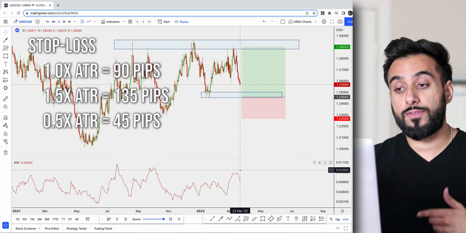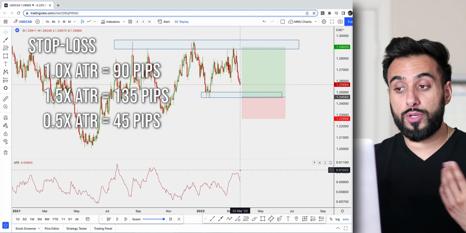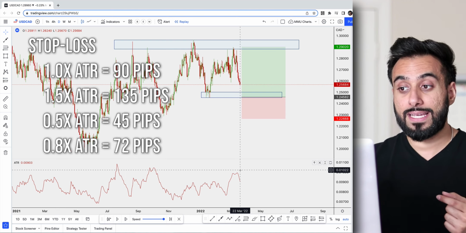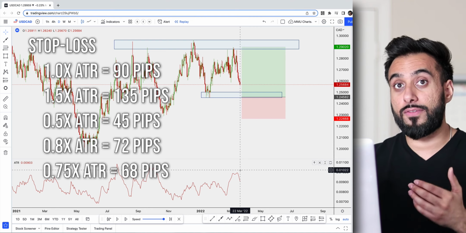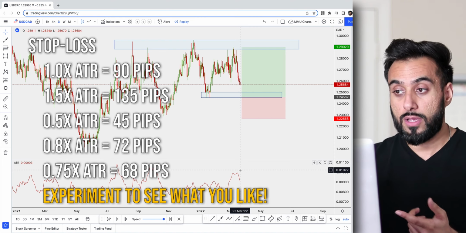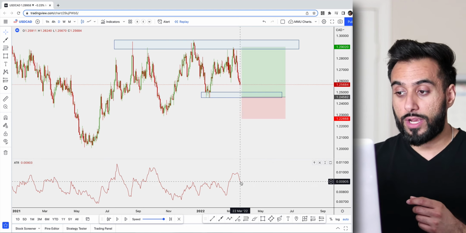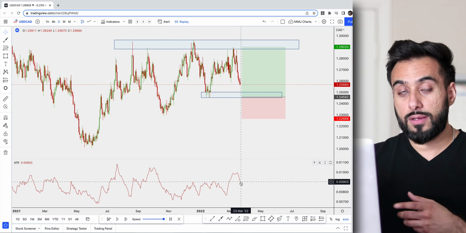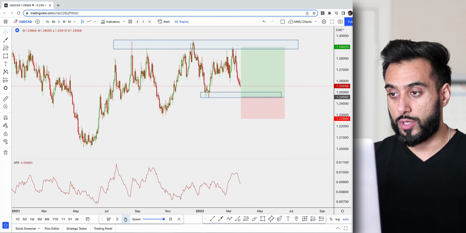Or you can refine this even further and do something that fits your trading style the best. So for example, you can even do 0.8x of the ATR or 0.75 of the ATR. And as the market gets closer, once you enter your trade, you will look at what the ATR is pretty much when your trade gets activated. So let's go ahead and continue and show you what I'm talking about.